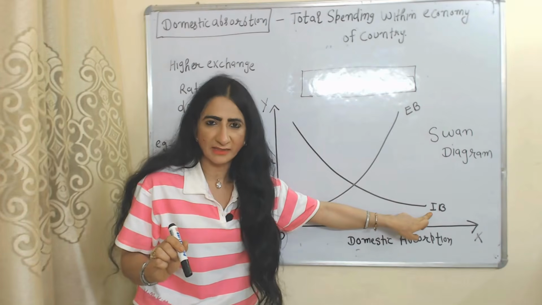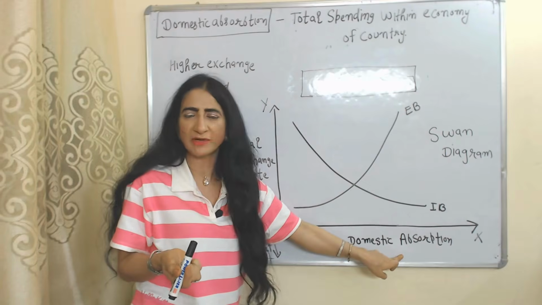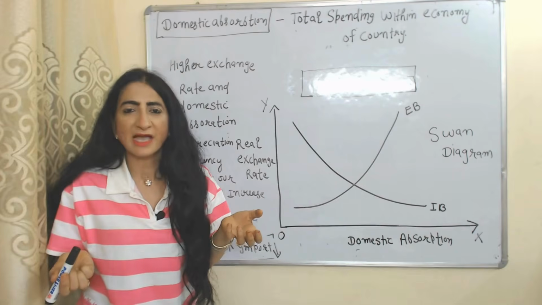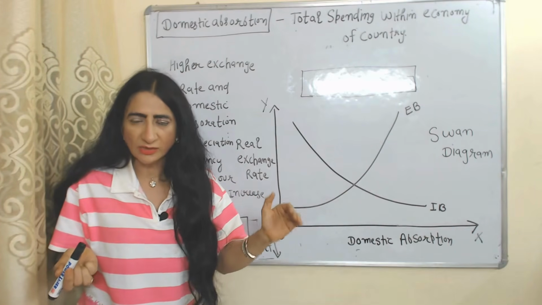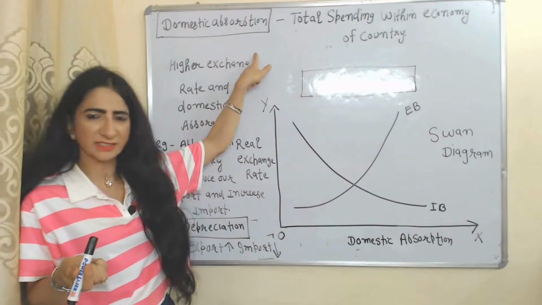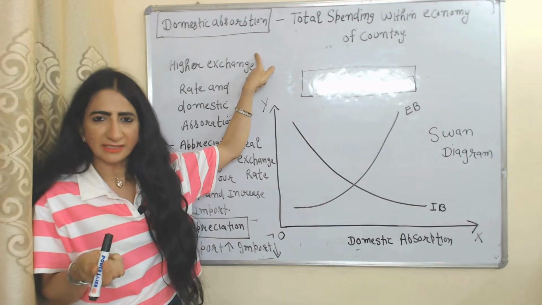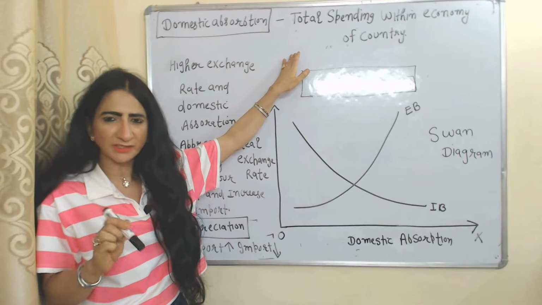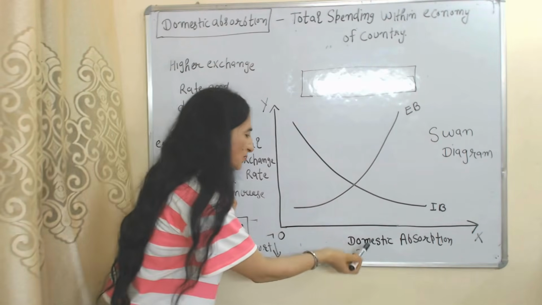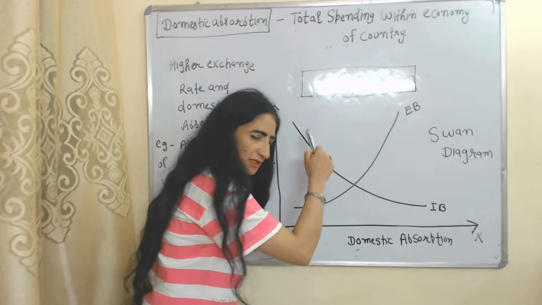Slope of internal balance curve is downward because a higher exchange rate and domestic absorption have inverse relation. Higher exchange rate means appreciation of currency. Appreciation lead to reduce in export and increase in import. If import are increasing, that means domestic absorption is reducing, or we can say that if import are increasing, that means total spending within economy of country is reducing. So we can say the higher exchange rate and domestic absorption have inverse relation. That's why slope of IB curve is downward.